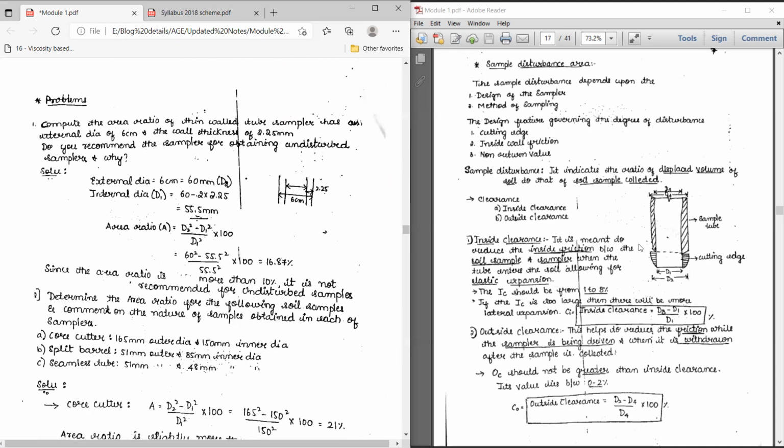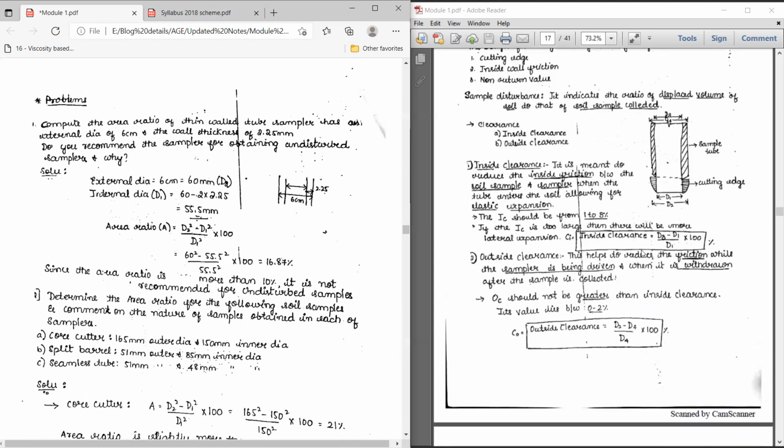Okay, so in the right tab, I opened the formulas. In the left tab, you can see the problem. Here is the problem. Compute the area ratio of a thin-walled tube sampler that has an external diameter of 6 centimeter and a wall thickness of 2.25 mm. Do you recommend the sampler for obtaining undisturbed samples and why?